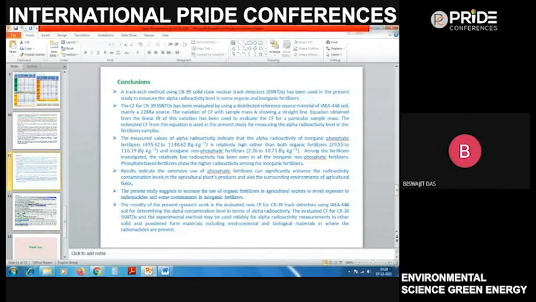The novelty of the present study is the evaluated new calibration factor, or the process for evaluating the calibration factor for CR-39 track detectors using IAEA 448 soil for determining the alpha contamination level in terms of alpha radioactivity. The evaluated calibration factor for CR-39 SSNTDs and the experimental method may be used reliably for alpha radioactivity measurements in other solid and powder form materials, including environmental and biological materials, where the radionuclides are present.